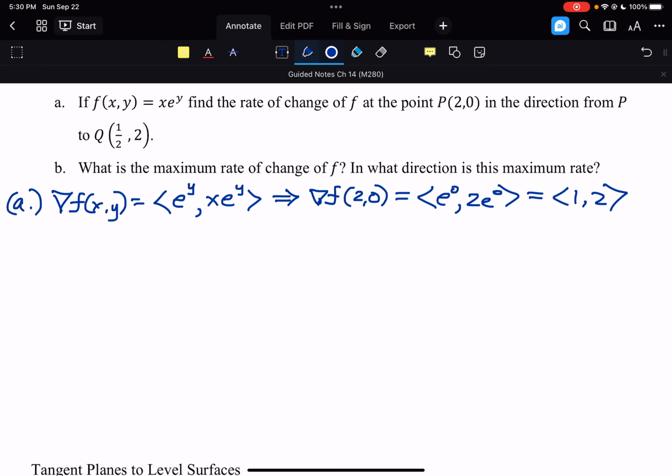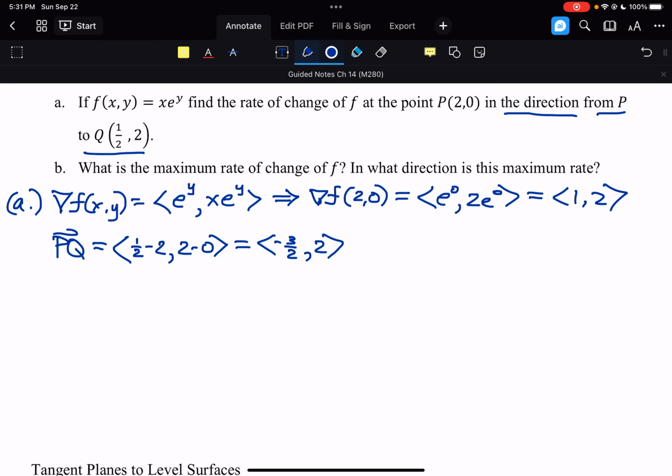Now we need to dot this with a direction vector. We don't have a direction vector, but we know that it is in the direction from P to Q. And if we know 2 points, we can create a vector between them. So this is throwing it back a bit to some of our earlier chapters, but we can create the vector PQ simply by taking terminal minus initial, by subtracting. So we would get 1/2 minus 2, comma 2 minus 0, which is negative 3/2, comma 2.